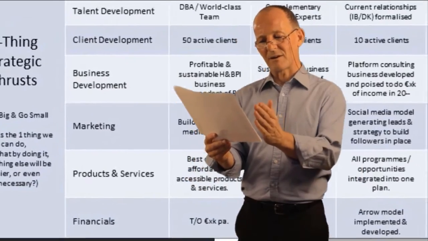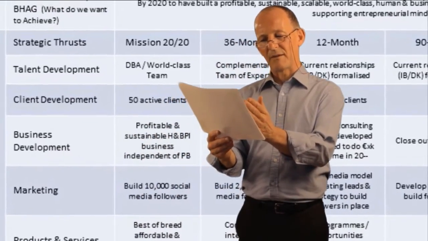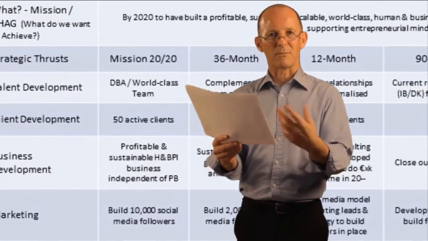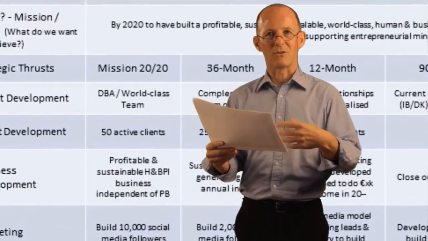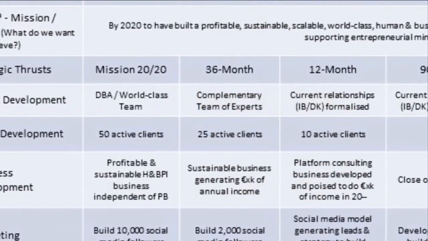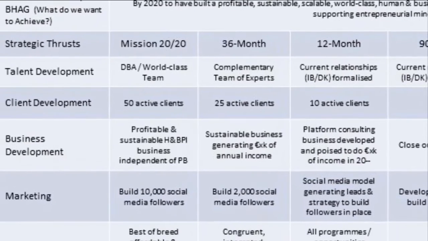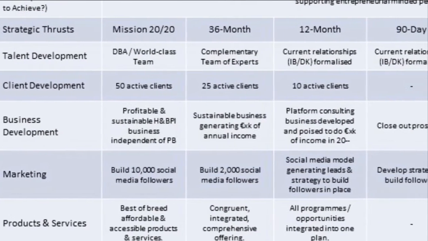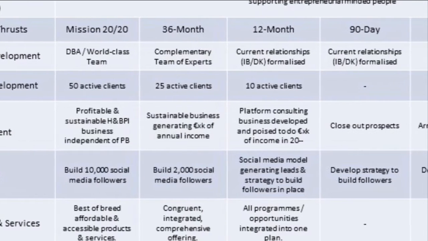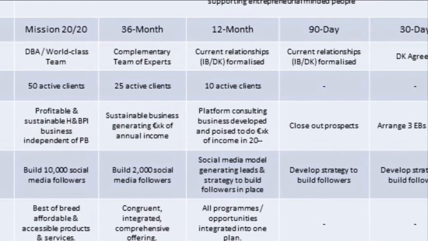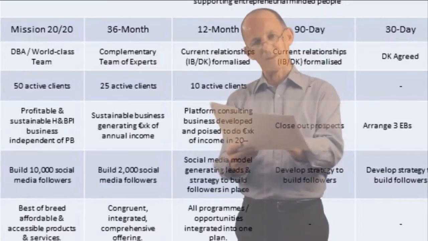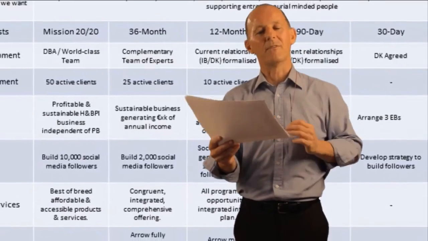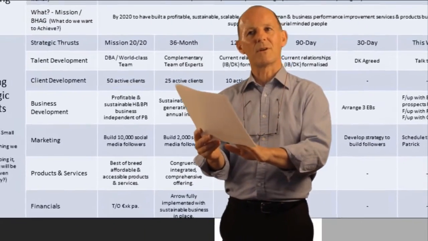And you can see here I start with a 5 to 10 year sort of mission. It's my 2020, in my particular case, 5 to 10 year goal way out there. So my team development, I want a world-class team. In 36 months, I want a complementary team of experts. In 12 months, I want my current relationships formalised. So I'm involved with a couple of different partners. I want to formalise those relationships, and so on. It would work its way down through 90 days, 30 days, and this week. And you can see that for the other goals.